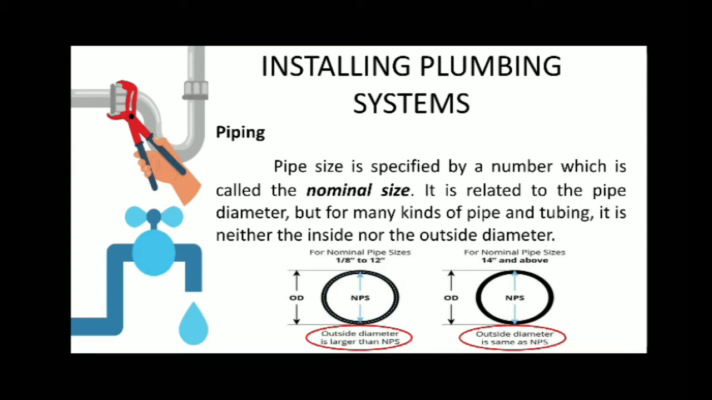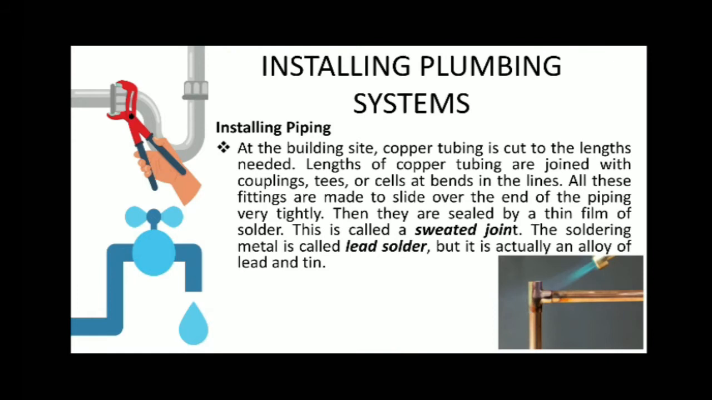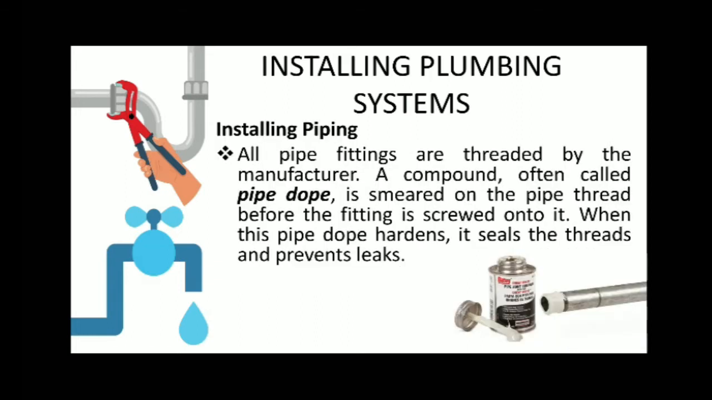On the installation of piping, syempre hindi maiiwasan na magputol-putol pa ng pipes since depende sa certain project yung dimensions na needed, and cut lengths ng pipe are joined with a fitting. Then the joints are further sealed by a thin film of solder and this is what we call a sweated joint. And yung metal na ginagamit dito ay tinatawag na lead solder although it's technically made of the alloy of lead and tin. Pagdating sa mga fittings, we can observe na ang mga ito ay commercially available as threaded na.